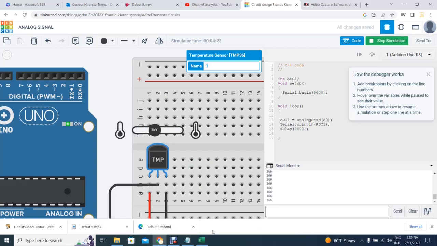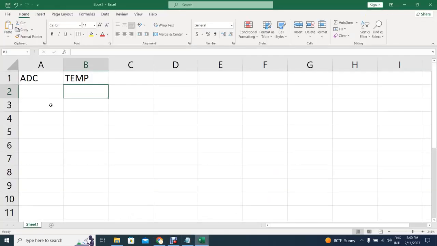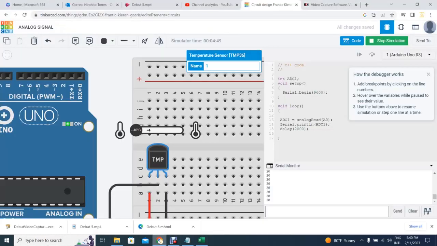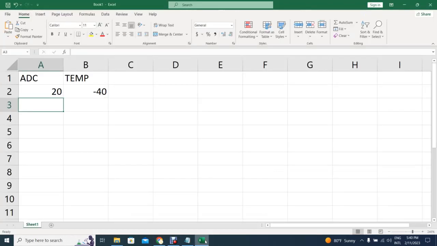So what we're going to be doing now, I have already Excel here. We're going to change the temperature, walk the temperature up and get what is the temperature I'm using and what is the corresponding ADC value. For example, here is minus 40 degrees C. That corresponds to a value of around 20 on the ADC. Now we go back here again to this guy, and let's say that we want to jump to minus 30. We stay there. Minus 30 corresponds to 43, so we go back to Excel.